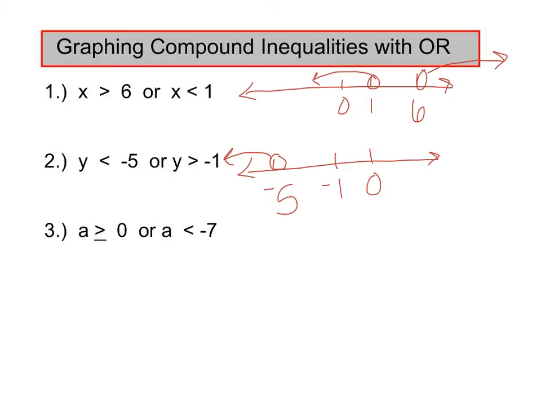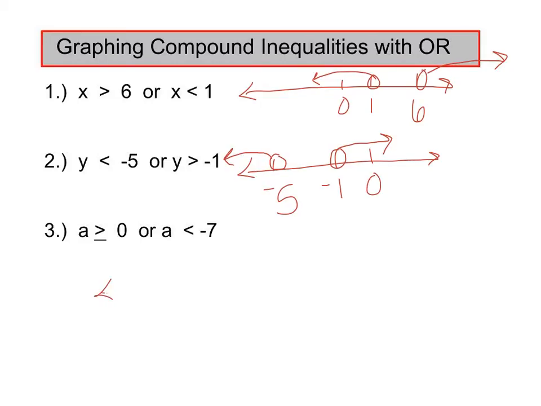Y is greater than negative 1. Open circle on negative 1 and an arrow pointing towards numbers greater than negative 1. Again, my arrows point in opposite directions of each other. This will always be true on an inequality with the word "or" in the middle. Y can be one or the other, not both.